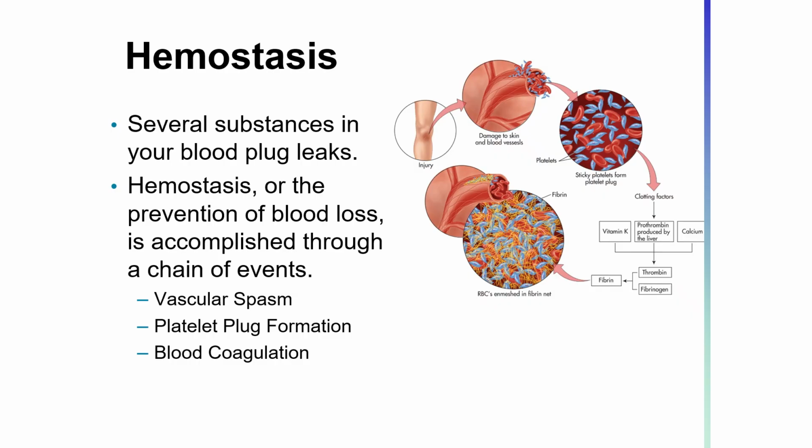So if there's a break or leak in the system that couldn't be stopped, then we would lose a lot of blood or experience what is known as a hemorrhage. Now, there are several substances in our blood that can plug leaks. Hemostasis, which is the prevention of blood loss, can be accomplished through a chain of events to include vascular spasm, platelet plug formation, and blood coagulation.